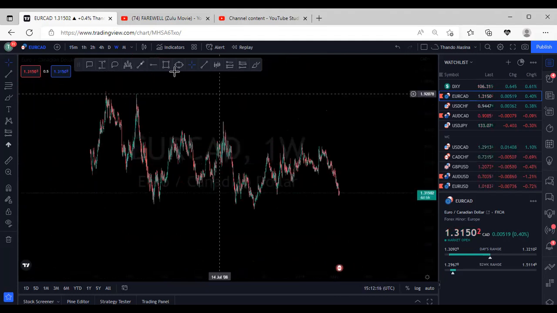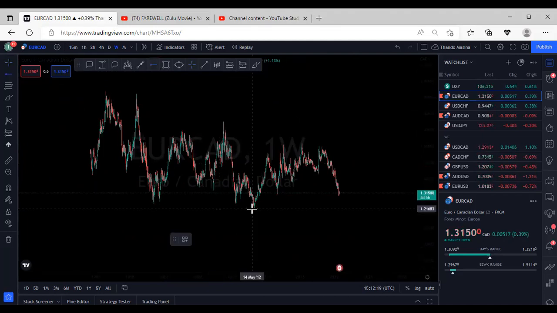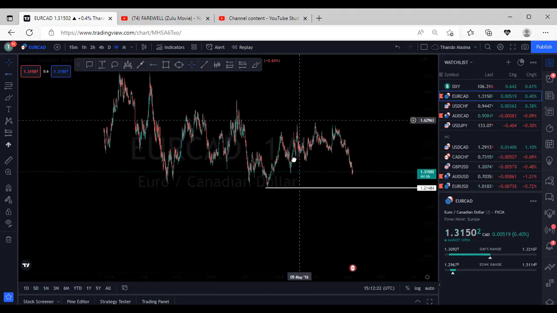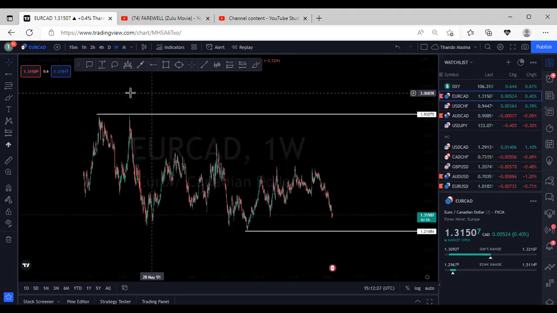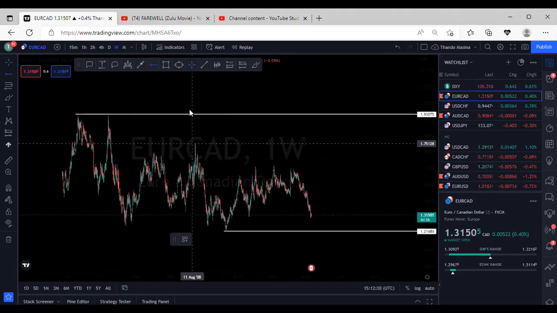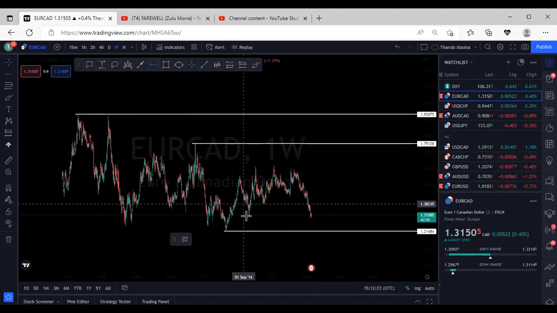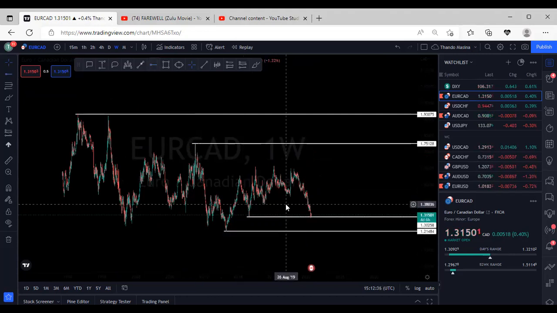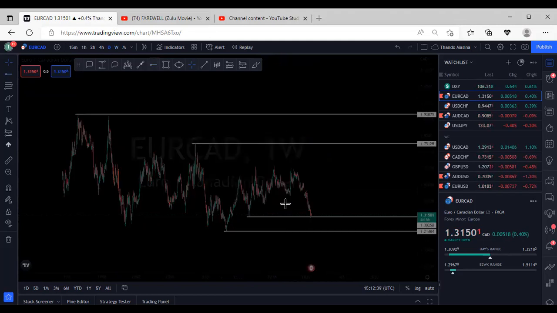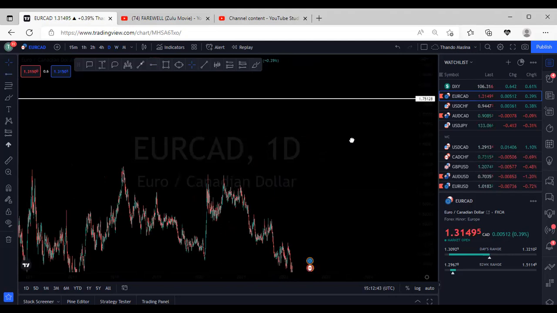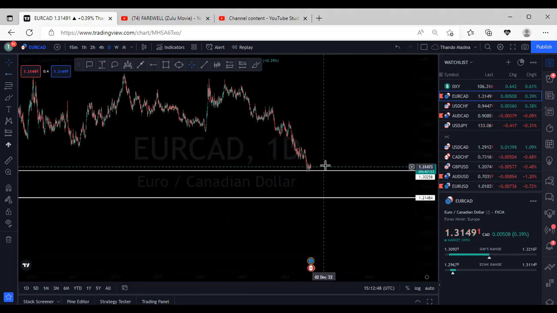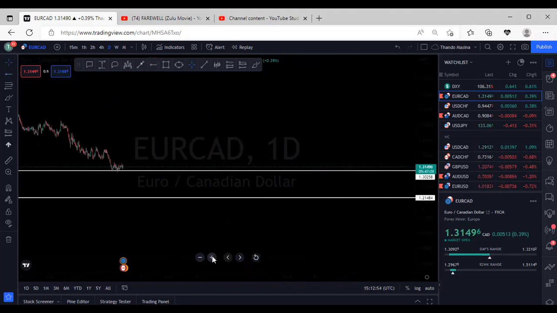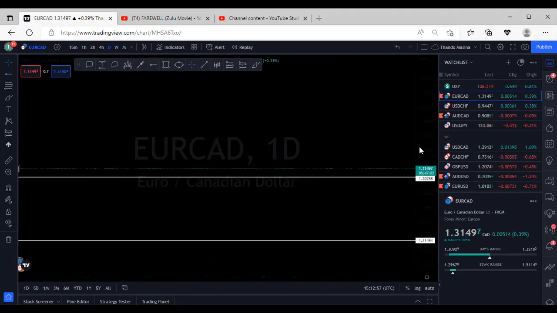On EuroCAD I'll be a seller because here we have this low, then this high, an important level, another important level, which seems like price broke to give us a correction, went down to the lowest low of the structure, and then after that we're looking for opportunities to the upside.